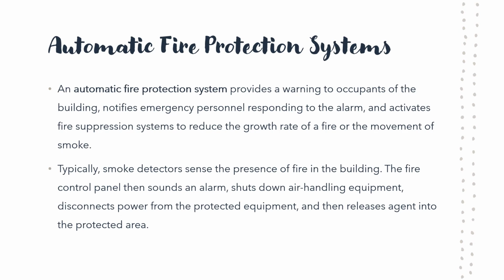An automatic fire protection system provides a warning to occupants of the building, notifies emergency personnel responding to the alarm, and activates fire suppression systems to reduce the growth rate of the fire or the movement of smoke. Typically, smoke detectors sense the presence of fire in the building. The fire control panel then sounds an alarm, shuts down air handling equipment, disconnects power from the protected equipment, and then releases agent into the protected area.